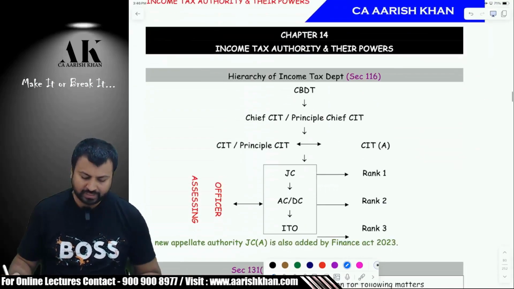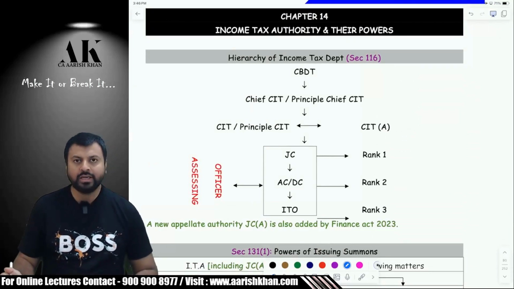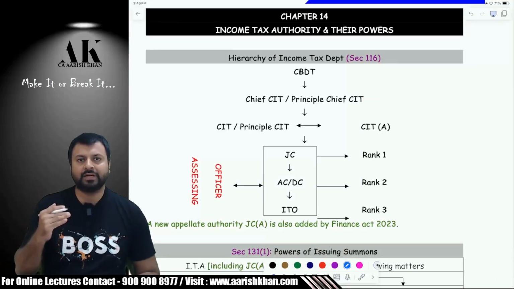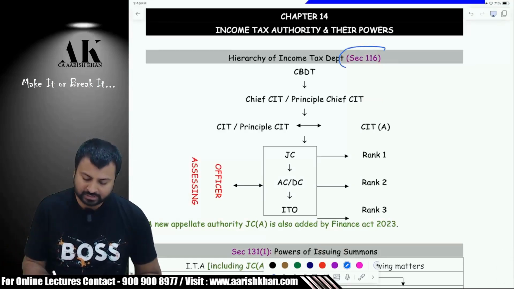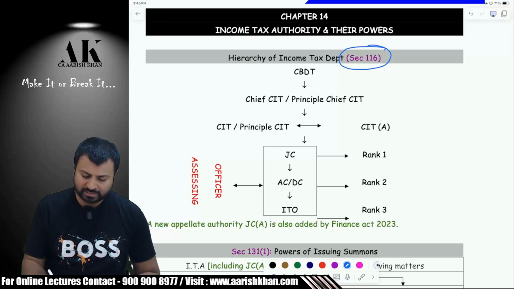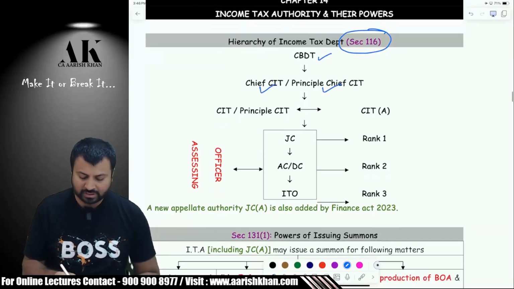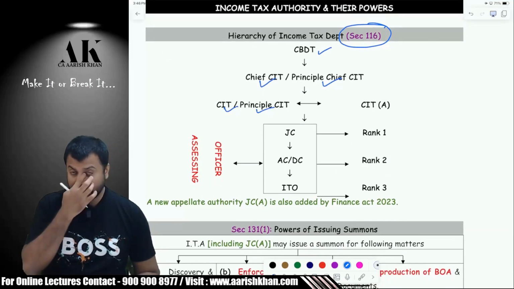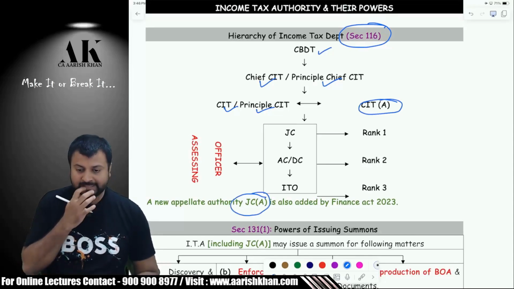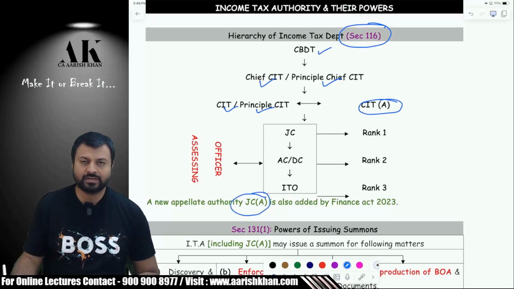So let's go ahead with the next topic, and that is income tax authority and their powers, which we need to see one by one. First of all, the income tax department is defined under section 116. The hierarchy is given under section 116. The very top authority is CBDT. Then below that comes the Chief Commissioner of Income Tax, Principal Chief Commissioner, then Commissioner, Principal Commissioner, and along with that there is a CIT appeal also, and now there is also one more authority, and that is JC appeal, which is introduced by Finance Act 2023.